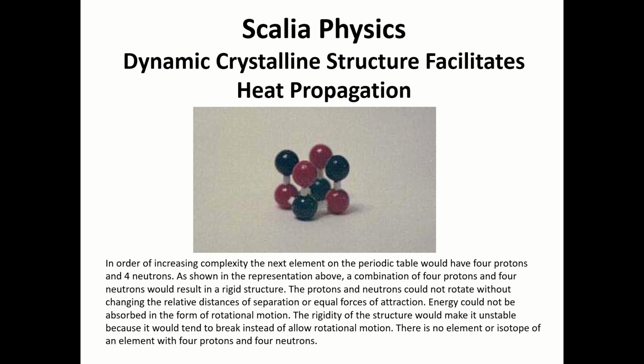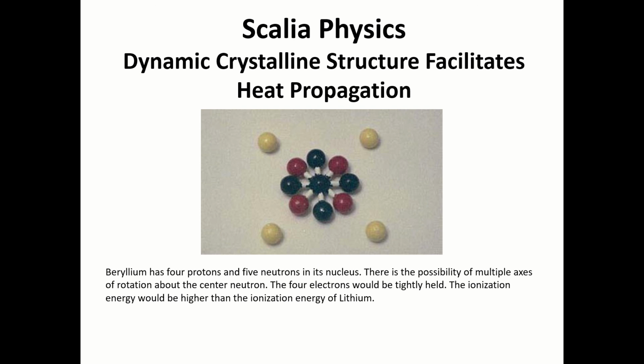So the next one would have 4 and 4, but we see that would create a cube, and there is no way for rotation without changing the distance of separation between the protons and neutrons, so this would be unstable and would break apart. But if you add a 5th neutron, then we go back to our axes of rotation that can absorb heat in the form of flywheel motion, and since the neutron is in the middle, all the electrons will be more tightly held. This is beryllium, and this is why beryllium would be less reactive than lithium and also be smaller.